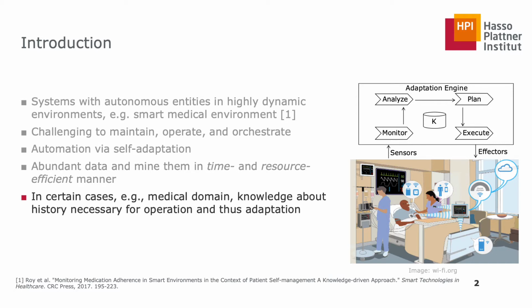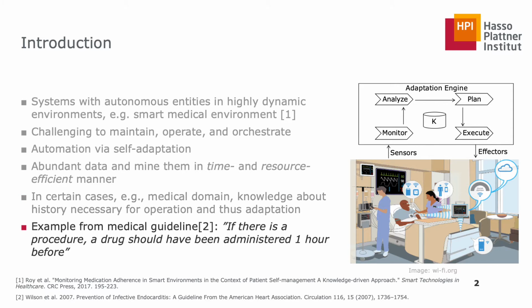In certain cases, such as the medical domain, the knowledge about history is also necessary for the operation and thus the adaptation as well. As an example from a real medical guideline, we present an instruction that reads: if there is a procedure, a drug should have been administered 1 hour before. The adaptation engine of a MAPE loop for such a system has to cater for this temporal dimension in data.